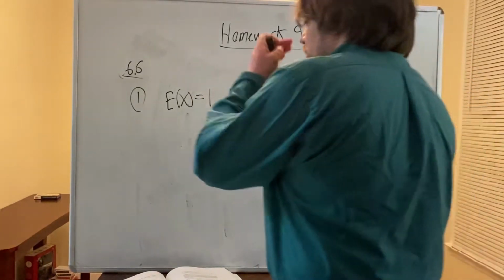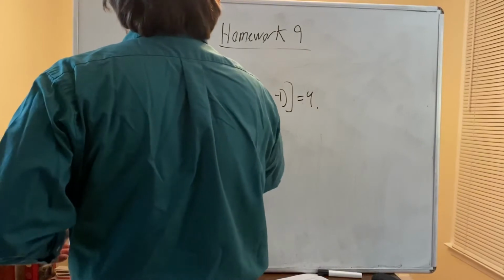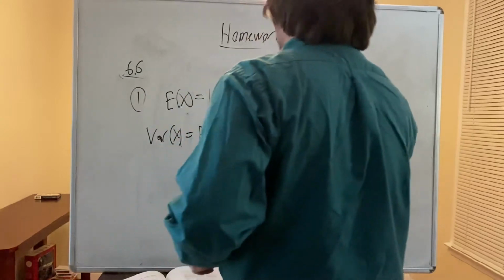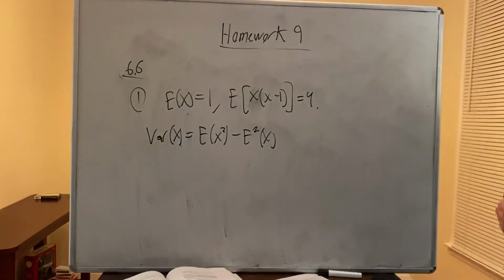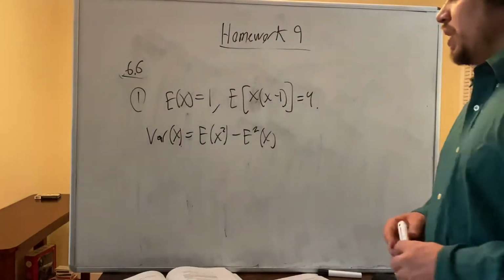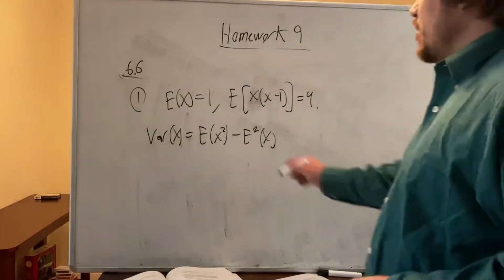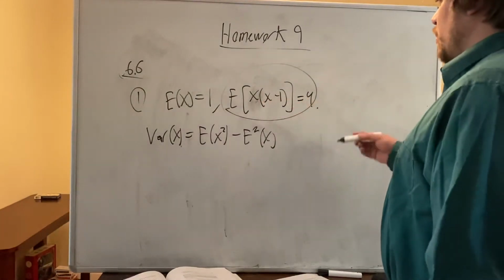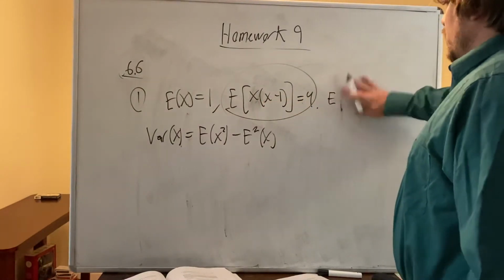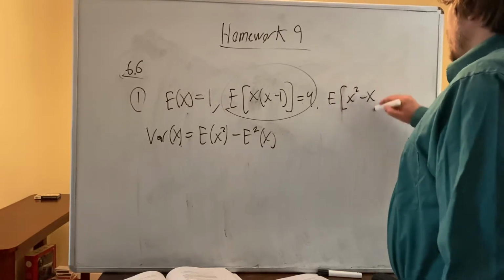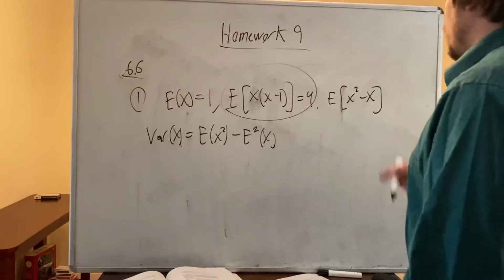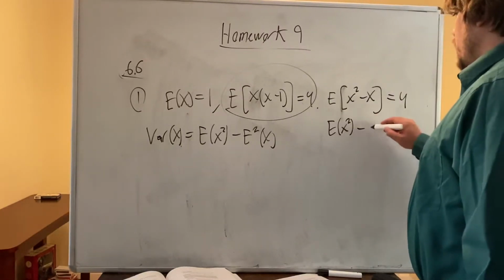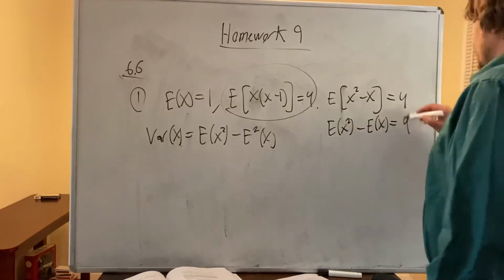Okay, so the variance of X is E of X squared minus E squared of X, where E squared of X is E of X in parentheses, squared. So we're going to find that. Let's look at this equation: E of X times (X minus 1) is 4. That means E of X squared minus X, distributing X times (X minus 1), is 4. What that means is E of X squared minus E of X is 4.